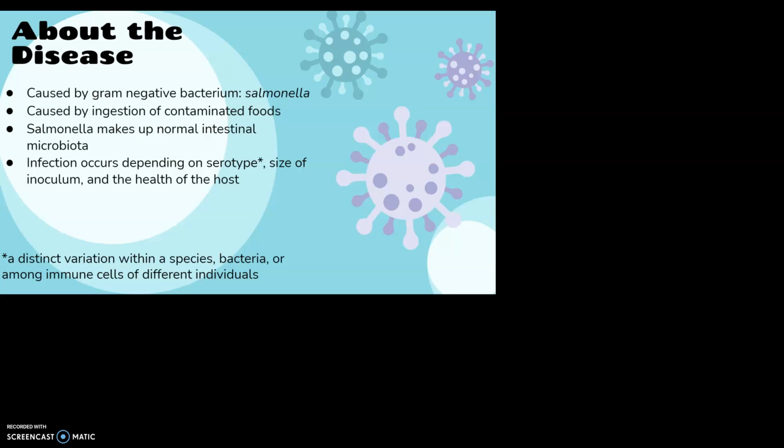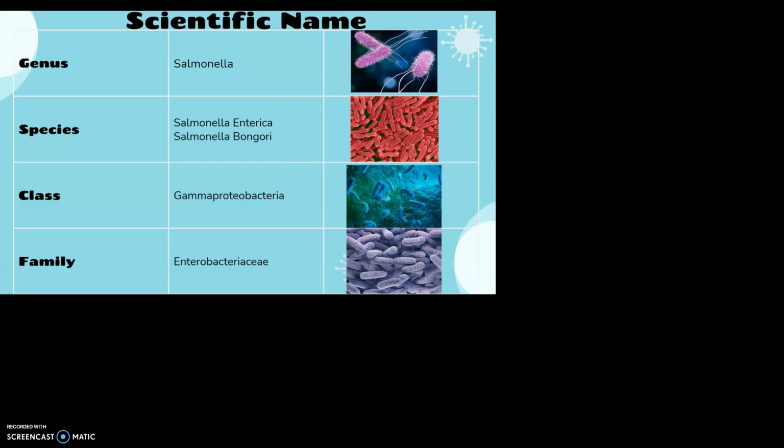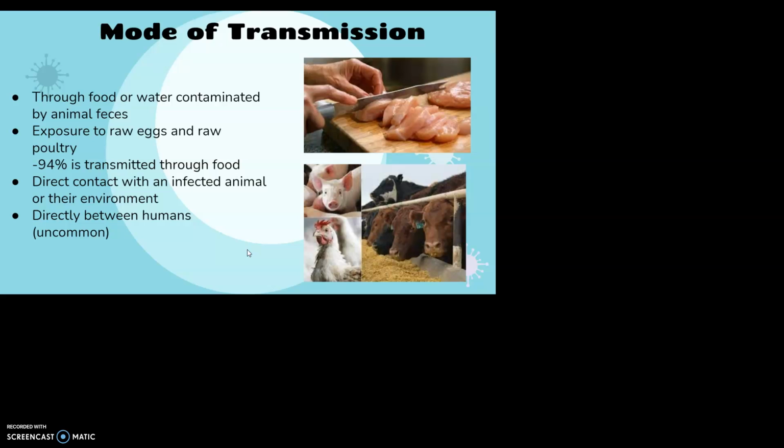It can become an infection and develop into a problem depending on different factors, such as the overall health of the host and the serotype, which is a distinct variation within a species, bacteria, or among immune cells of different individuals. So the scientific names. The genus would be Salmonella. It has two species, Salmonella enterica and Salmonella bongori. This picture here is going to be the enterica. Our class would be the Gamma proteobacteria, and the family it comes from is going to be Enterobacteriaceae.